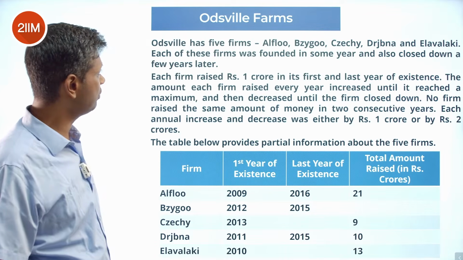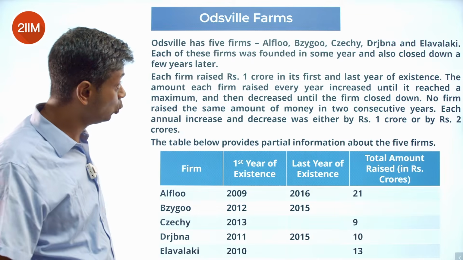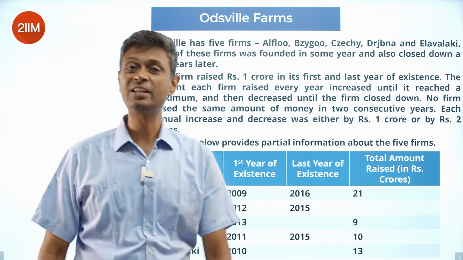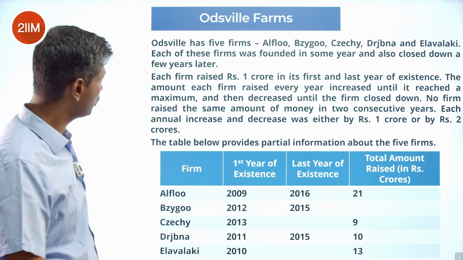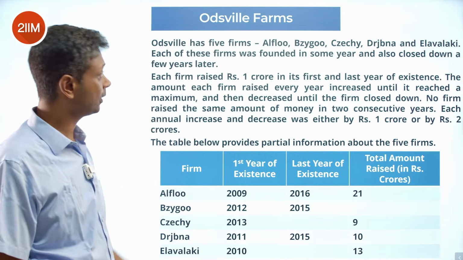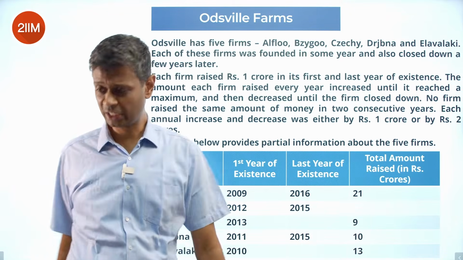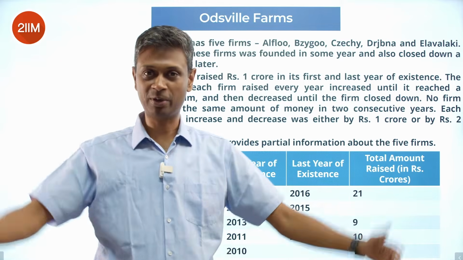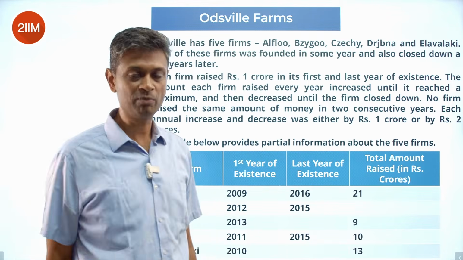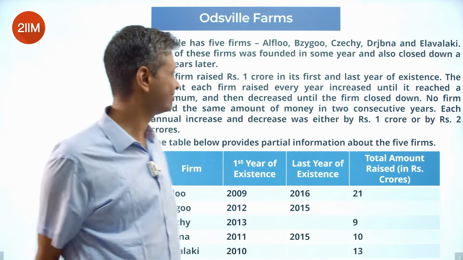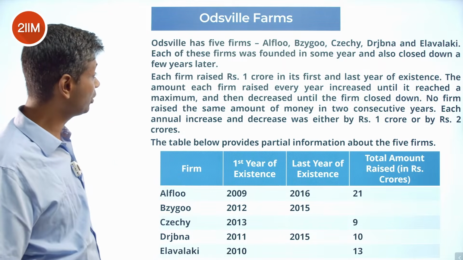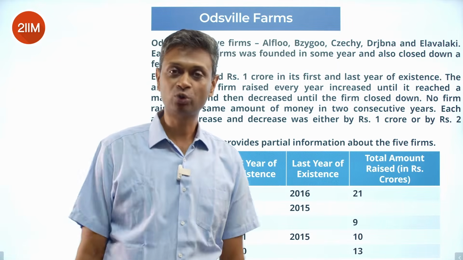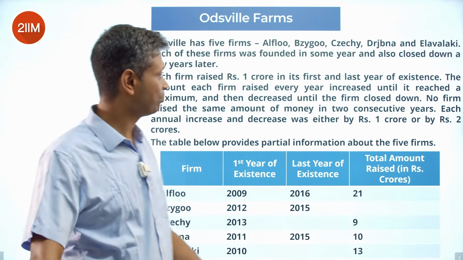Odsville has 5 firms: Alflu, Zygu, Zehi, Dribna and Elavelaki. A, B, C, D and E to us. Each of these firms was founded in some year and also closed down a few years later. So Odsville is very much like the Indian startup scenario. Firms get founded, firms get funded and then firms disappear. Not the worst thing, but some firms should have never been founded. Each firm has raised rupees 1 crore in its first and last year of existence. Okay, so the enthusiasm and the gentle throes of death.